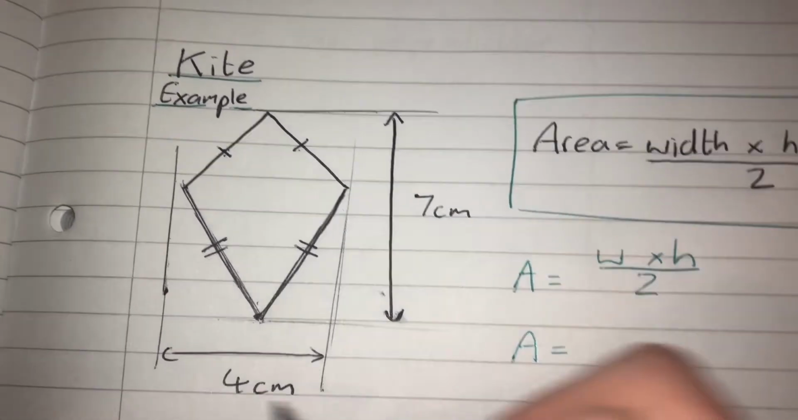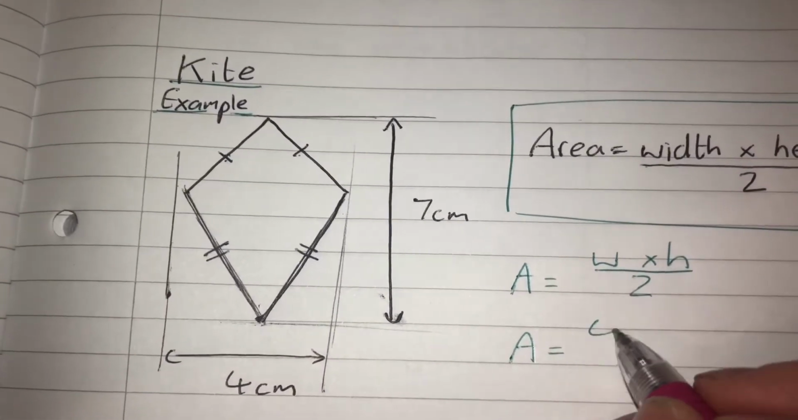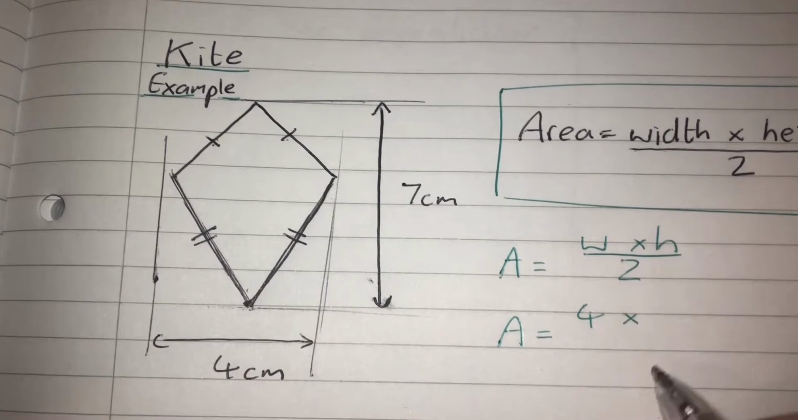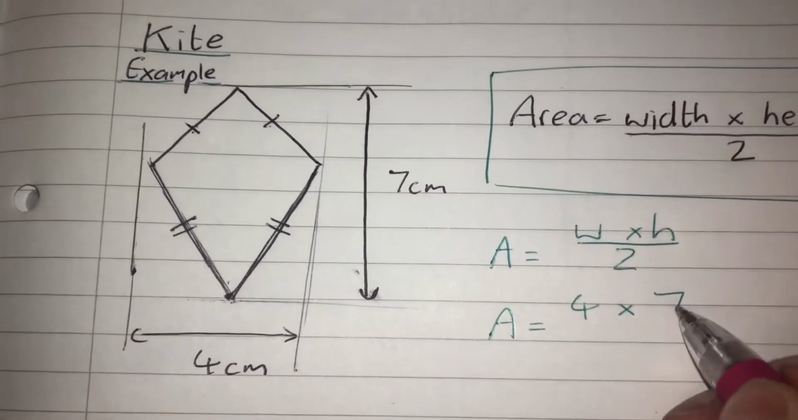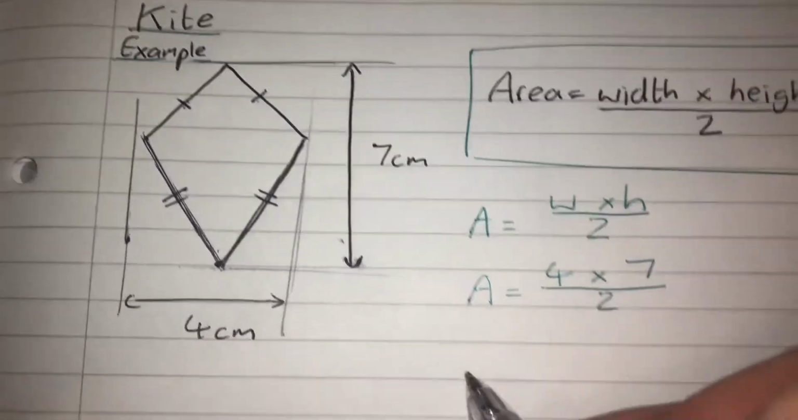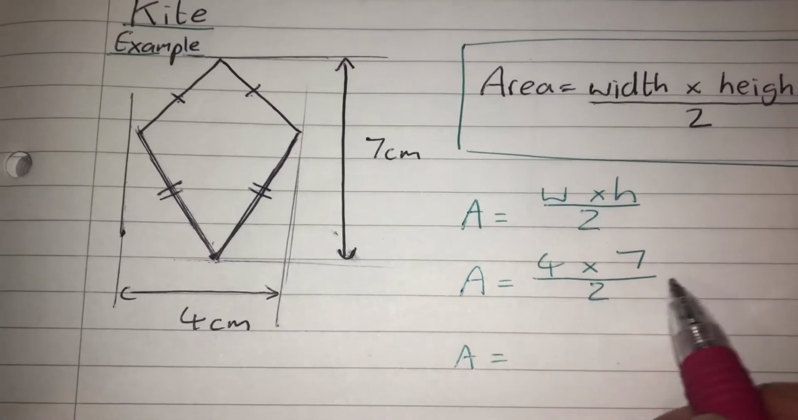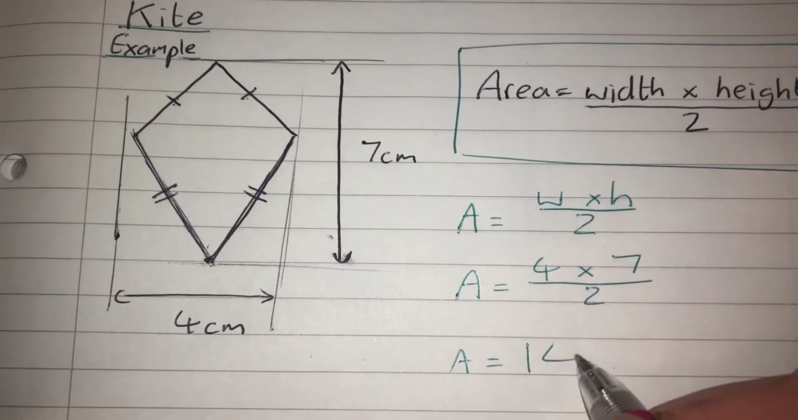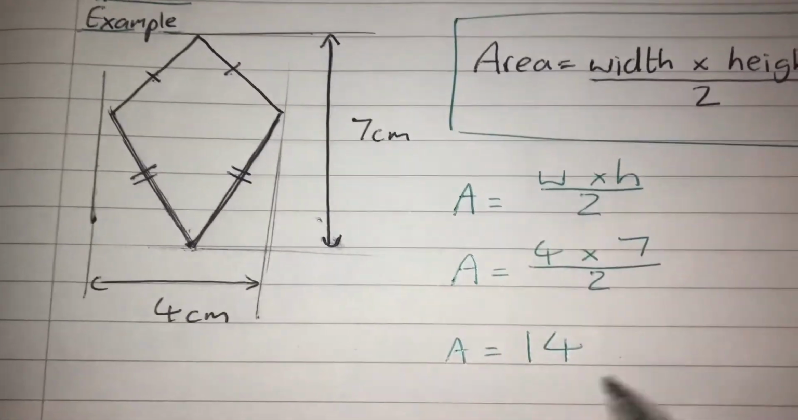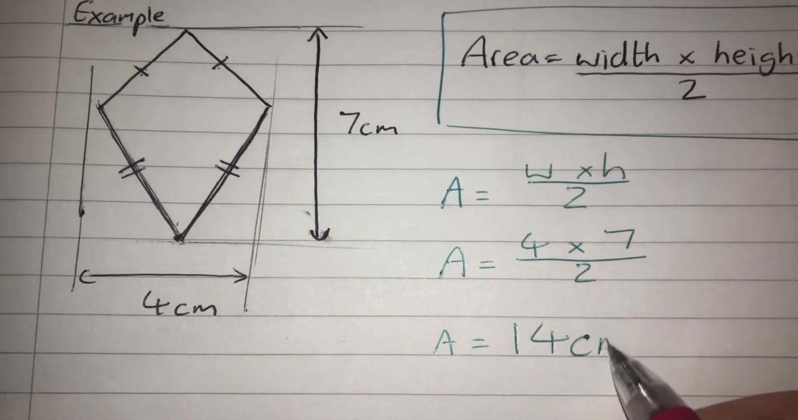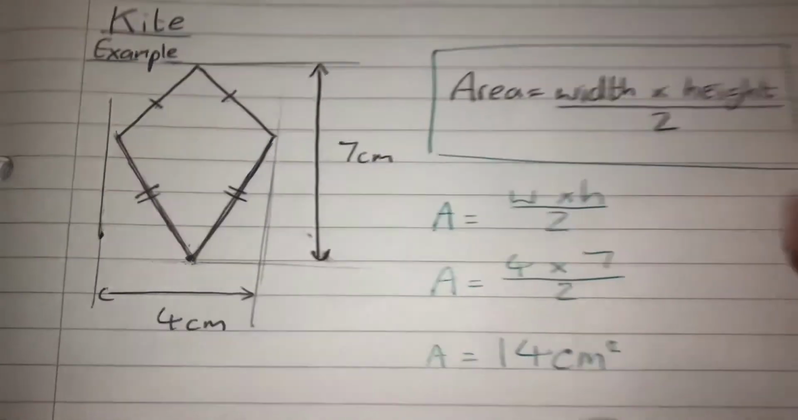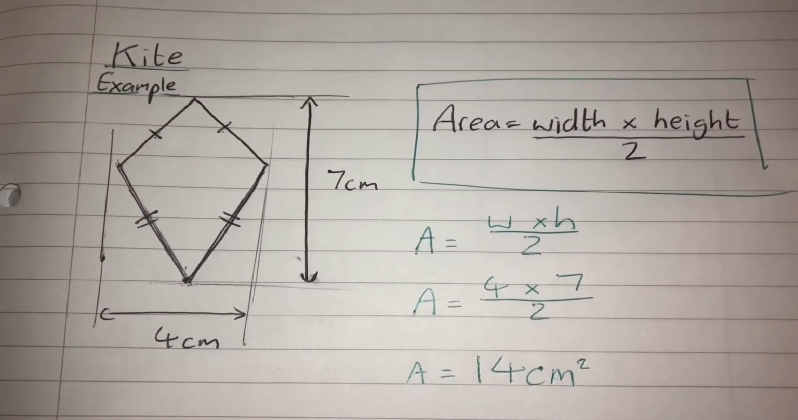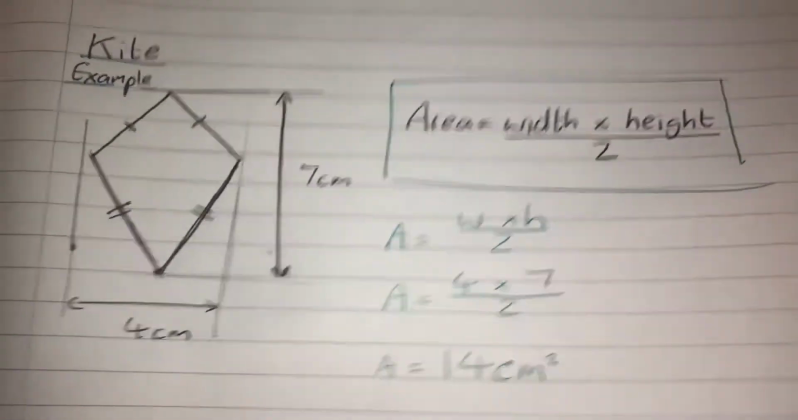So W, the width, is 4. The height, again perpendicular height, is 7. And we're going to divide that by 2. All right, so 4 times 7 is 28, divided by 2 is 14. And again, because we're working in centimeters, centimeters squared. All right, so that is our formula for the area of a kite.